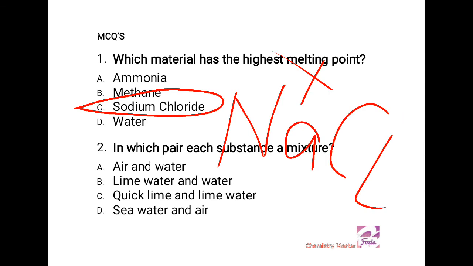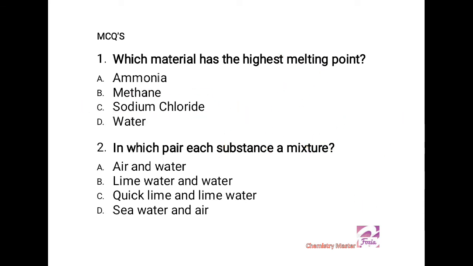melting point. So we see the second one, in which pair is each substance a mixture? You know, a mixture is a substance in which compounds or elements have no fixed ratio and they are just physically combined. They have no chemical bonding or combination in it. So we see the A option is air and water. Air is a mixture of gases, but water is a compound of hydrogen and oxygen in a fixed ratio by mass.